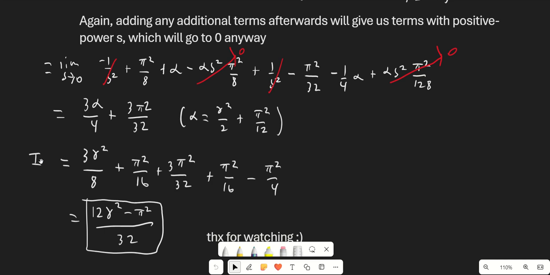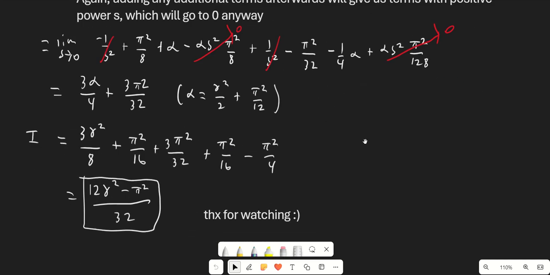And then for our overall integral I, we just have to add the results of L1 and L2, and we get this nice expression right here, which ends up simplifying to 12 gamma squared minus pi squared all over 32.